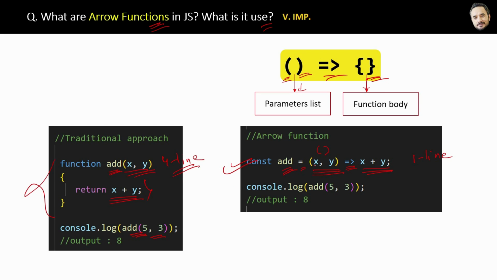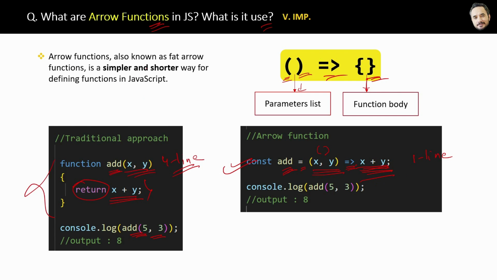Even in this case, you do not have to write this return keyword with the arrow function. Arrow function will automatically understand that. Okay. So finally, the definition of the arrow function is arrow functions, also known as fat arrow functions, are a simpler and shorter way of defining functions in JavaScript. That's it. Now I think this concept is permanently fixed in your memory.